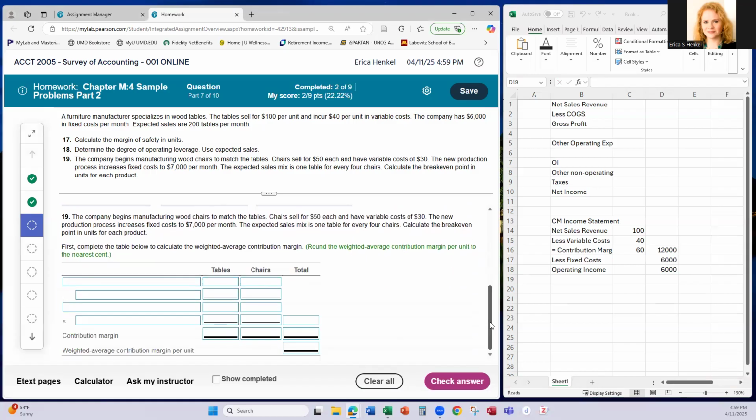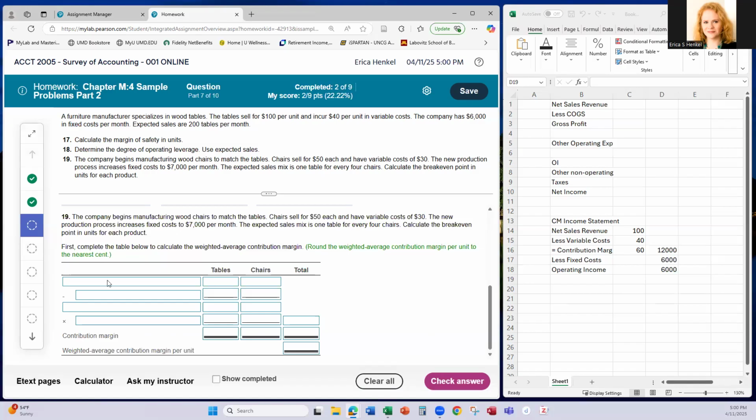Now, the last part they have here is they want us to calculate the break-even point in units for each of these products. So now we have a product mix question here, though, because people tend to buy tables and chairs together. So we need to figure out a combined contribution margin for these items.